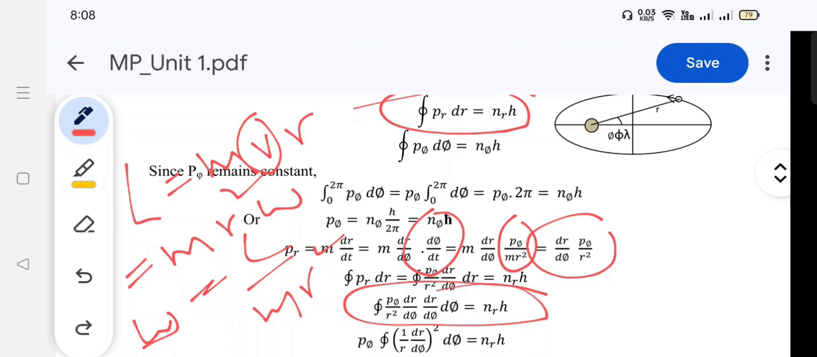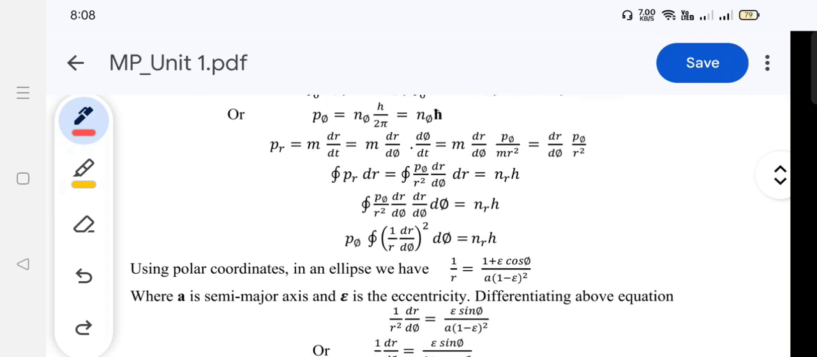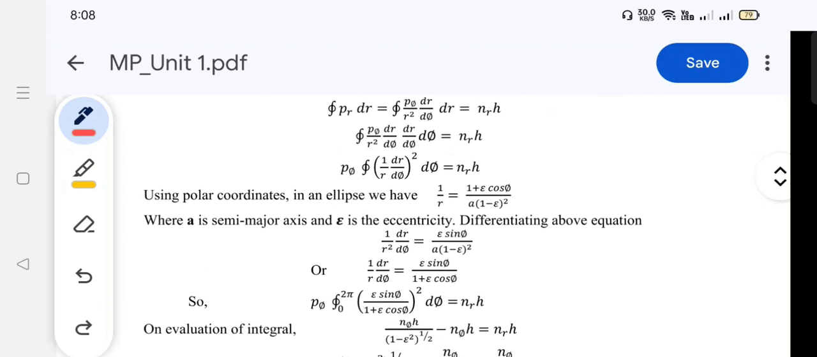If we carefully observe this, again here we have dr, so we convert this dr into dr by d phi times d phi. As p phi is constant, we write it outside the integral, and the integration of 1 by r times dr by d phi whole square d phi is equal to nr times h.